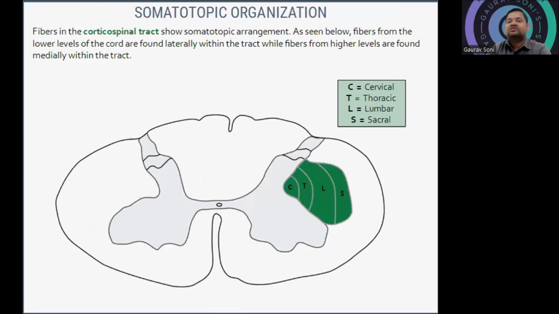Now let's see how the somatotopic organization is here. Somatotopic means where the parts of the body will be shown. So you can see again C, T, L, S, that is cervical, thoracic, lumbar, and sacral. As seen below, the fibers from the lower levels of the cord are found laterally. The lower the level, the more lateral within the tract, while the fibers from higher levels are found medially. You can see cervical will be more medial and sacral will be most lateral. So like this, they are arranged in this particular area.